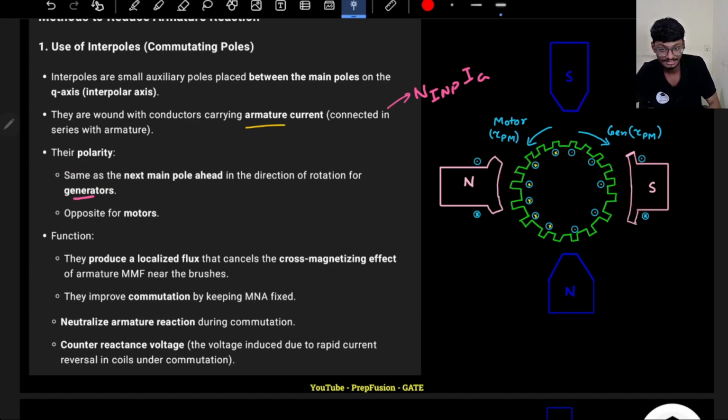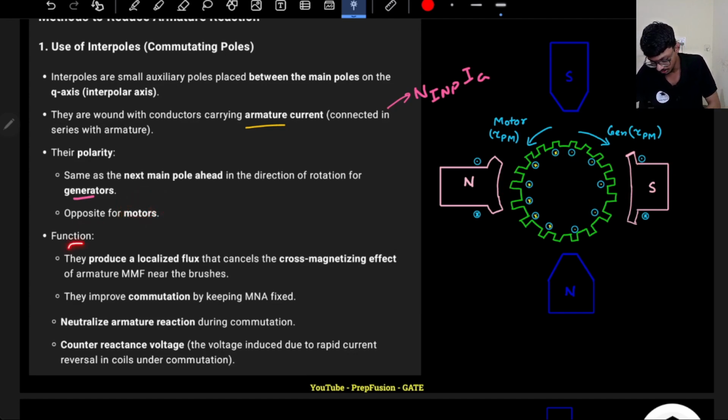We will see it using diagrams and waveforms, why actually south pole helps here and north pole will help there. We will prove it, don't worry. Just remember this: interpoles in case of a generator have the same polarity as the next pole ahead, that is south pole. In case of motor, it will be just the opposite.